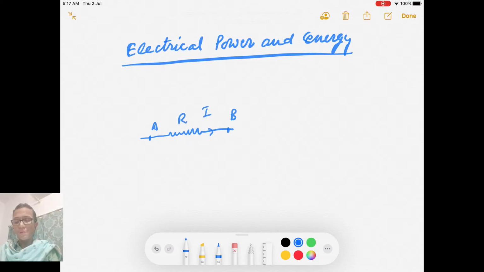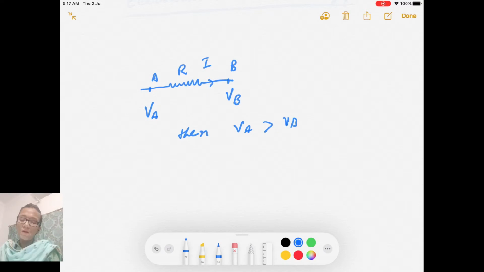So obviously you can see that current is flowing from point A to point B. So obviously the potential at point A, if it is VA and VB at point B, then VA must be greater than VB. Okay.